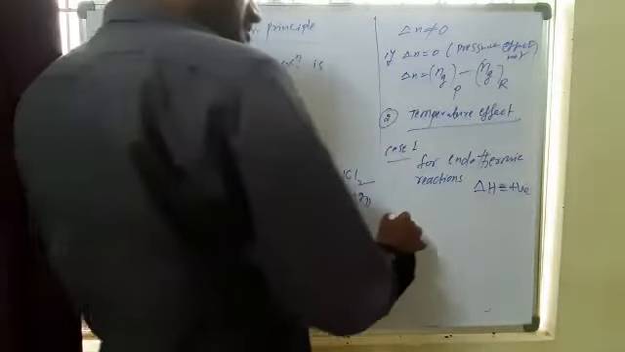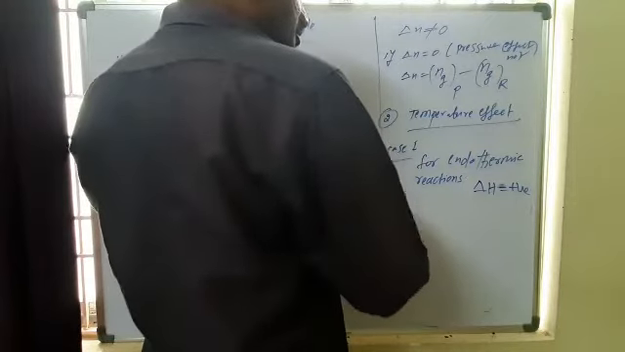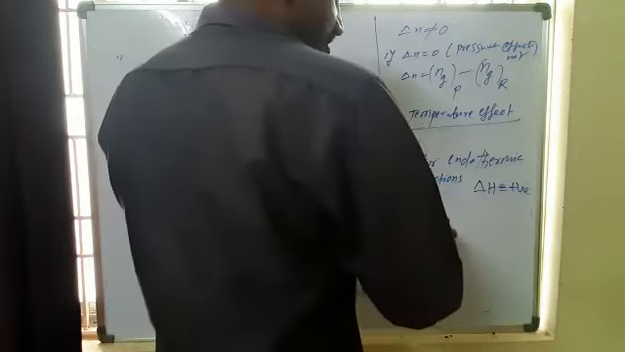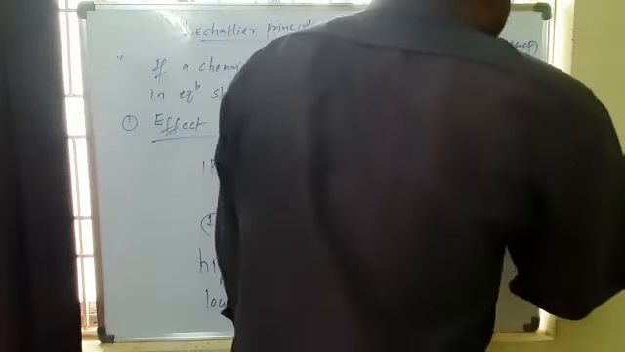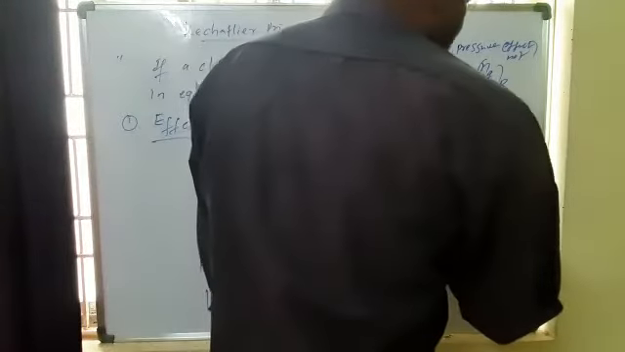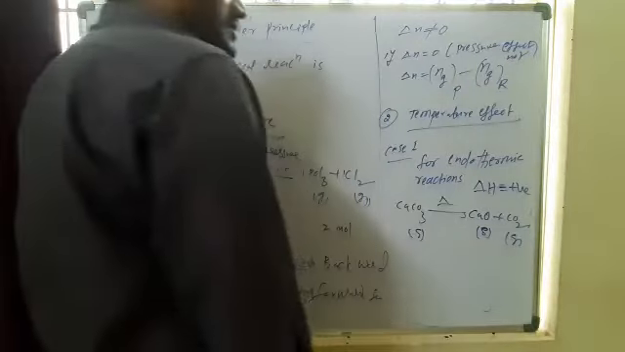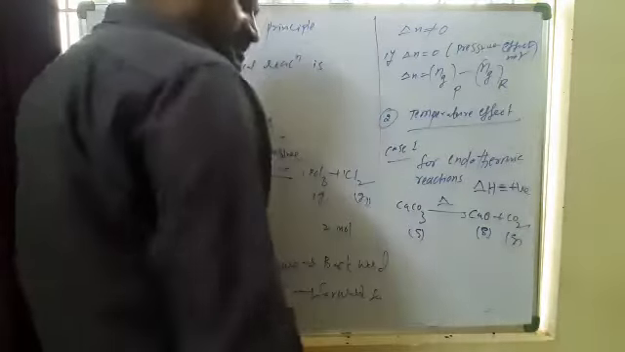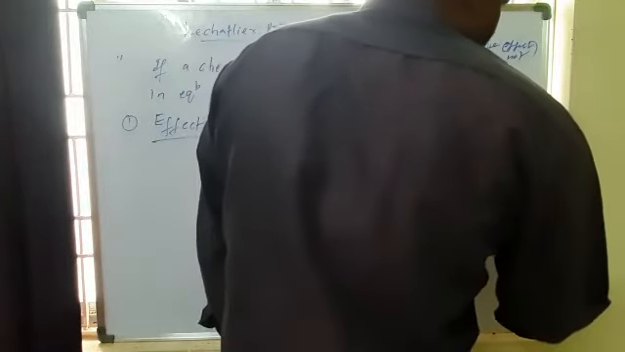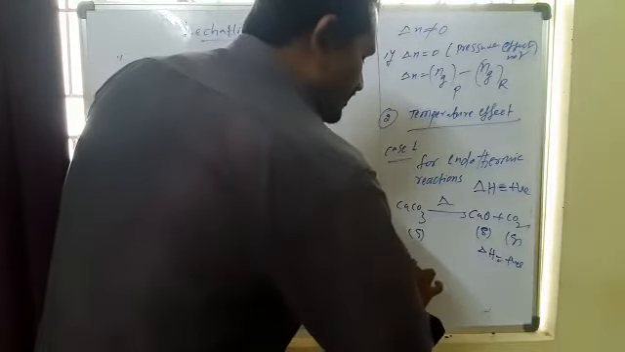For example, the decomposition of calcium carbonate: calcium carbonate gives calcium oxide plus CO2. The calcium carbonate is a solid, and the CO2 is a gas. This reaction proceeds by absorbing heat energy. So delta H is positive, absorbing heat.